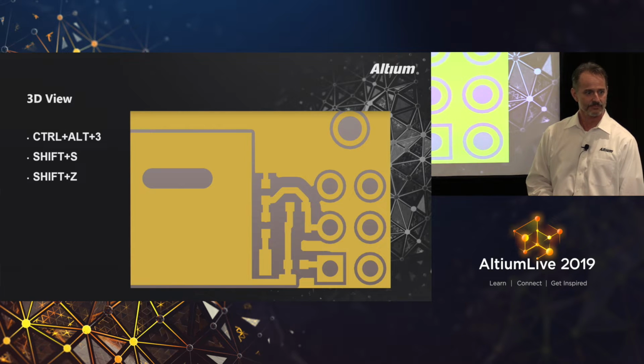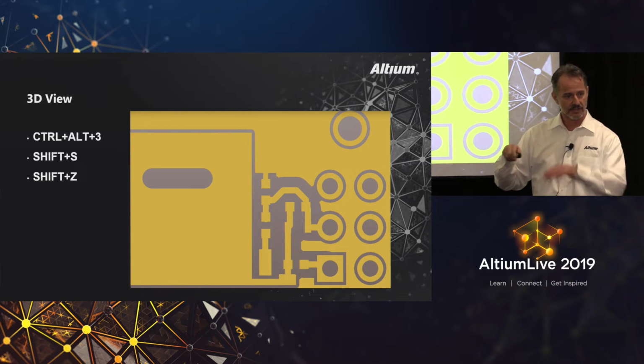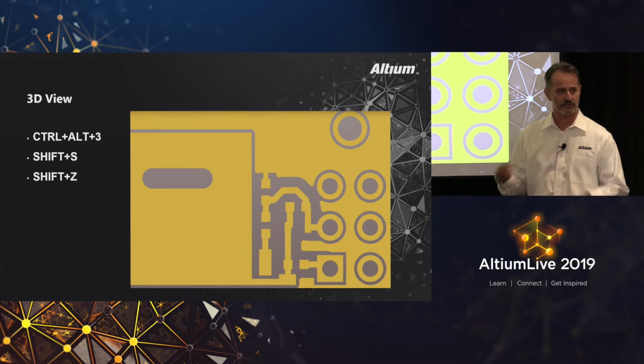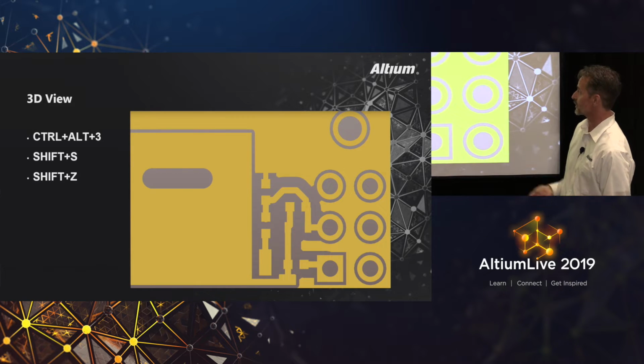The Shift-Z hides all the components? Yeah, that just hides the 3D bodies, so you just turn them on. You turn them on. Okay. And that's just for visibility here.